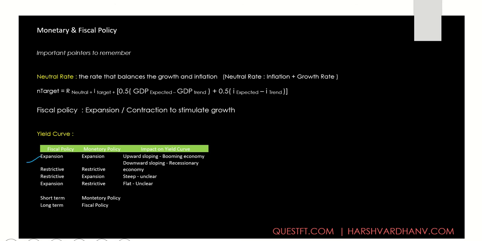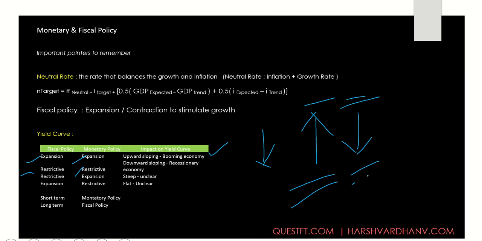When fiscal policy is expansionary and monetary policy is expansionary, interest rates are low. What will happen to the economy? Everyone will buy, so a booming economy. Fiscal policy restrictive and monetary policy restrictive: interest rates are high, and restrictive fiscal policy means the government is not spending more. Because interest rates are high, the SMEs, the small and medium enterprises, will not survive. There will be a slowdown in real estate, and in rental and leasing income. Because of that, the economy will go down. So a downward sloping yield curve, recessionary.